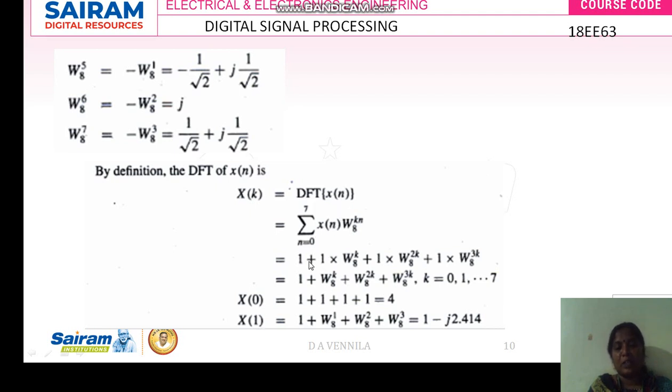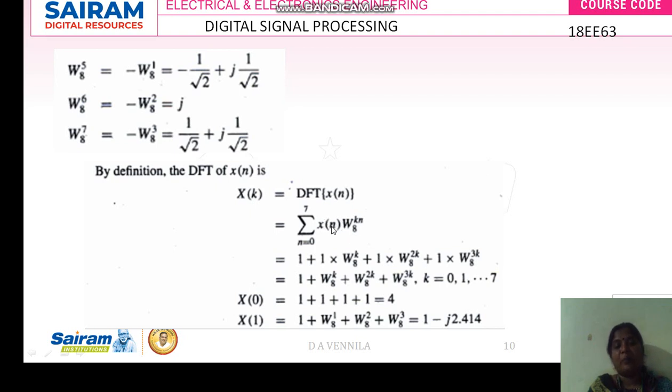So now X of 0, omega 8 to the power k, that is 0, 0 into 0, 0 only. Next omega, all these values, if you are going, here k value is equal to 0. Okay, k value equal to 0. So 0, 0 into this n value, whatever it may be, that value will be equal to 1.